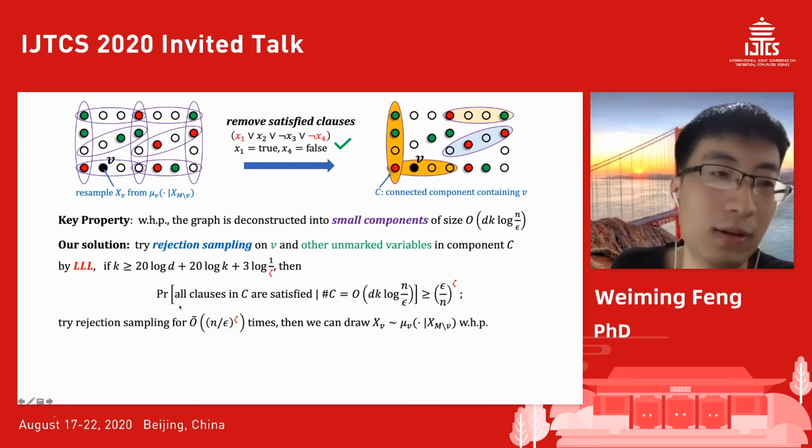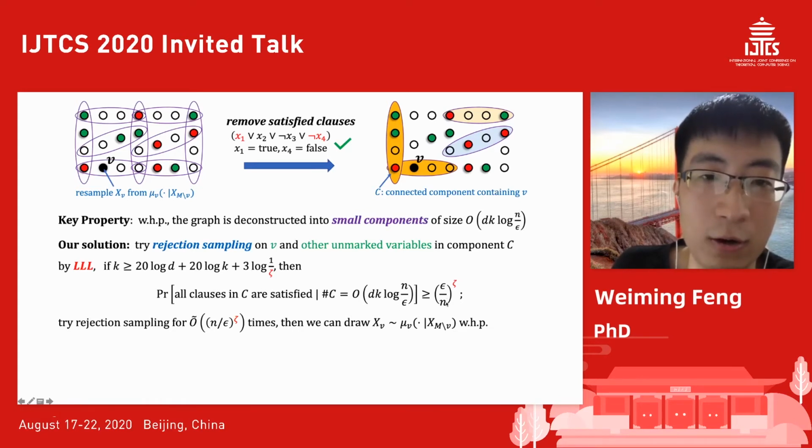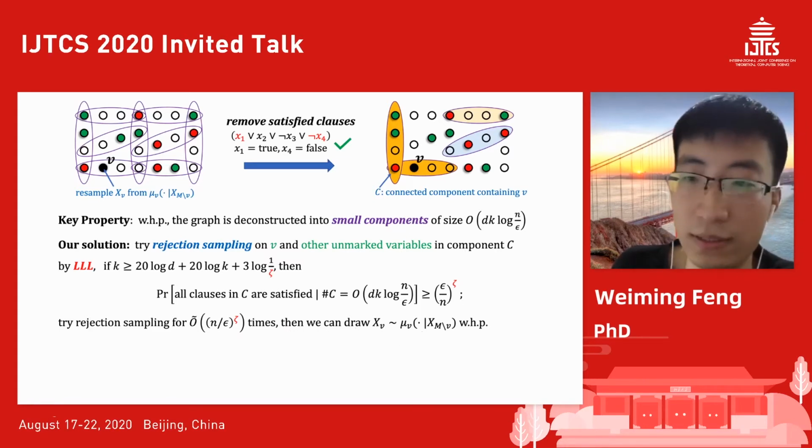By the Lovász local lemma, we prove that if k is greater than 20 log d plus 20 log k plus 3 log 1 over zeta, then the probability that all the clauses in C are satisfied is at least epsilon over n to the zeta. So we can try the rejection sampling O(n^zeta over epsilon) times. Then with high probability, we can draw a sample from the conditional distribution.